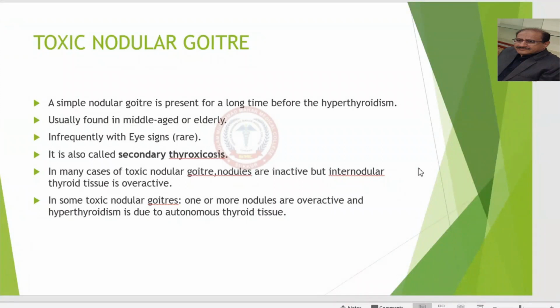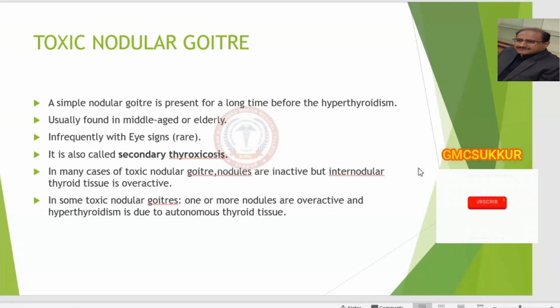While in the case of Graves' disease or diffuse thyroid goiter, what was there? The enlargement of the thyroid gland, and simultaneously, at the same time, hyperthyroidism appears. It means the signs and symptoms of toxicity occur, and thyroid hormone levels are secreted in large quantities at the same time. But here, in the nodular goiter, the hyperthyroidism develops later.